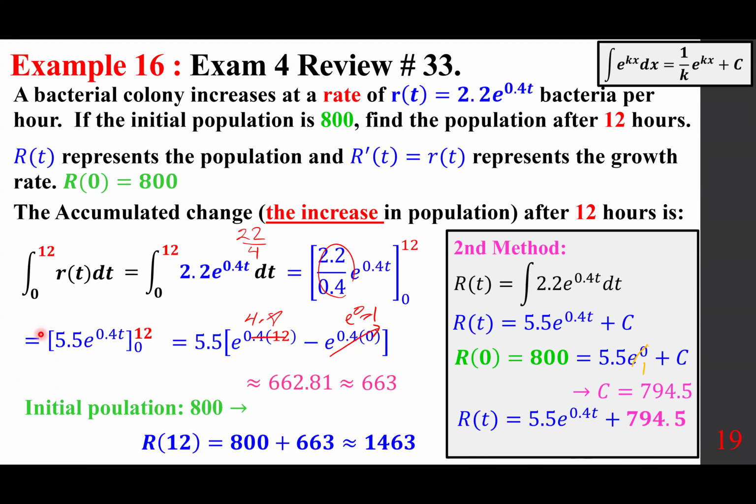Replace the C. And we want after 12 hours, or r of 12, and you get the same answer. The advantage of this one is if they ask for the population after 10, you put 10, after 20, you put 20, and so on. So you don't have to go through the integration process again and again.